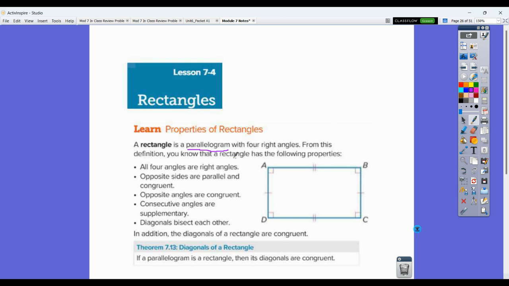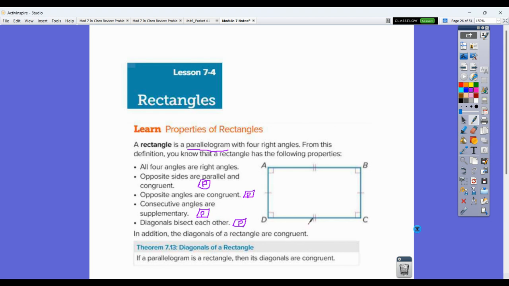From this definition, you know that a rectangle has the following properties. So all 4 angles are right angles, opposite sides are parallel, that's from a parallelogram. Opposite sides are congruent, that's from a parallelogram. Consecutive angles are supplementary, that is from a parallelogram. And diagonals bisect each other. So what you're recognizing there is that all of those properties are true.